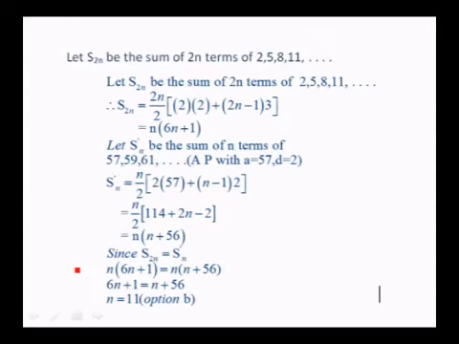But it is given that S2n is equal to Sn dash. Therefore, n into (6n plus 1) is equal to n into (n plus 56). If you cancel n on both sides, 6n plus 1 is equal to n plus 56, or n is equal to 11. So option B is the answer.